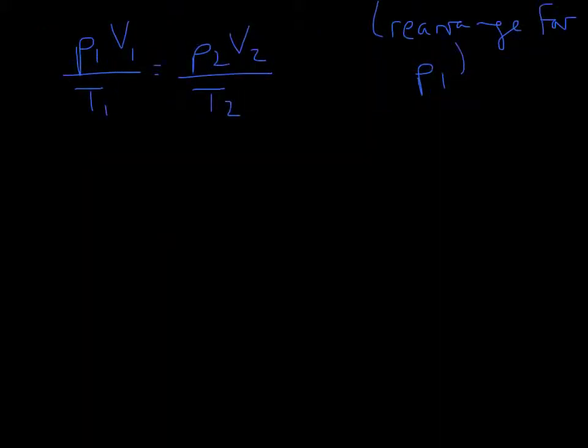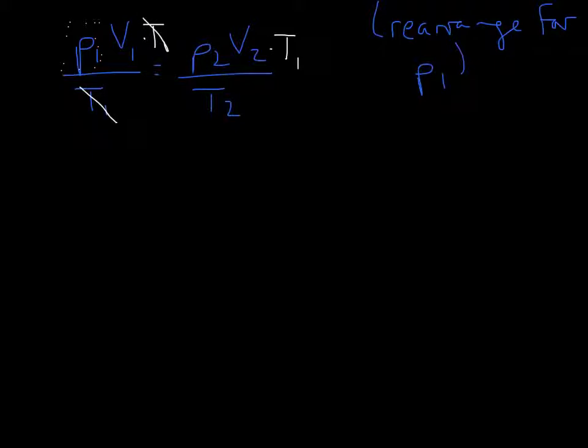Okay, so this one should be a lot easier. So we're going to isolate for P1 right over here. I'll kind of do what I've done in class and just circle it there for us. So to isolate for P1, the first thing I'm going to do is move T1 out of the way. So I'm going to multiply by T1 on both sides.